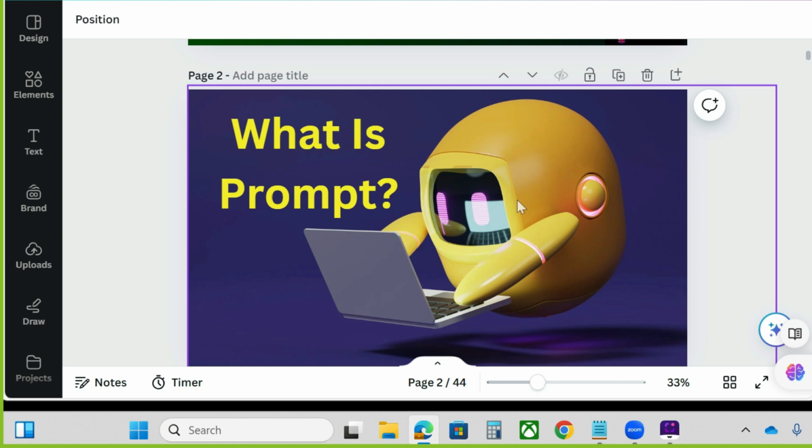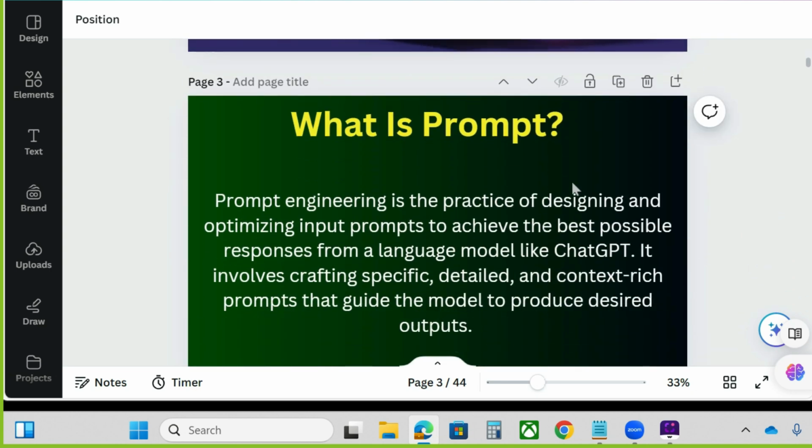Instead of asking, suppose, what are you doing, if I modify it and follow the large language models pattern and all those things, that will be a prompt. So in professional language, if I say what is a prompt and what is prompt engineering: it is the practice of designing and optimizing input prompts to achieve the best possible responses from a large language model like ChatGPT. It involves crafting specific, detailed, and context rich prompts that guide the model to produce a desired output.